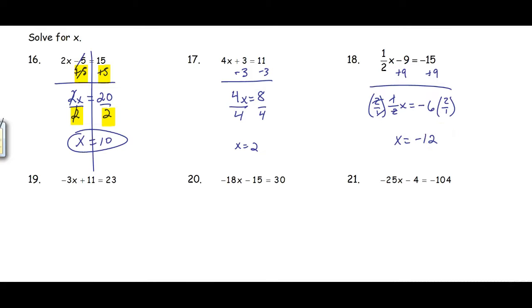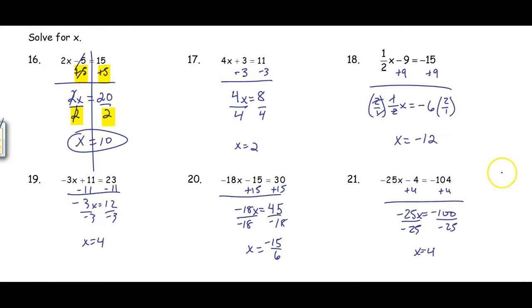Why don't you go ahead and try 19, 20, and 21. All right, why don't you go ahead and check your answers. All right, so everything here is multi-steps, but all we've done is 2 steps at a time here. Okay, so hopefully you guys are picking this up a little bit quicker here. Okay, so you're always looking to get the variable by itself by doing the opposite operation.